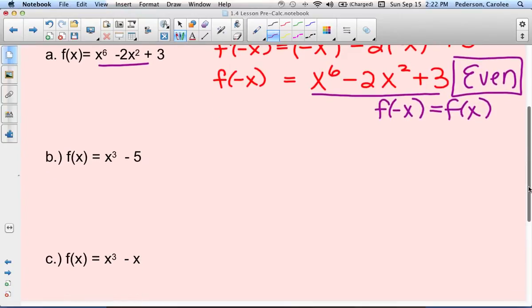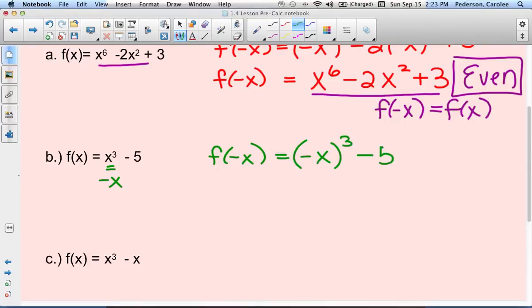Let's go down to example B. We do the same thing again. We're going to replace the original function, wherever there's an x, with a negative x. So in this case, there's just one x here. We're going to replace that with a negative x. So f of negative x equals negative x raised to the 3rd power, and then minus 5. And now we have negative x times negative x times negative x. We get negative x cubed, and then minus 5.